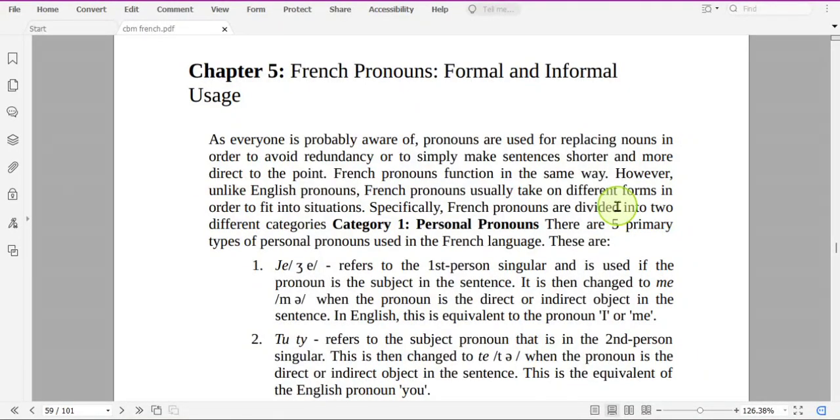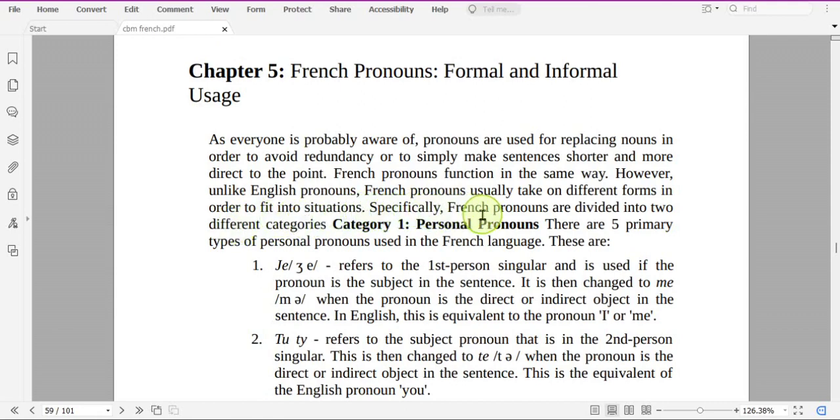Chapter 5. French pronouns, formal and informal. As everyone is probably aware, pronouns are used for replacing nouns in order to avoid redundancy or to simply make sentences shorter and more direct to the point. French pronouns function in the same way. However, unlike English pronouns, French pronouns usually take on different forms in order to fit into situations.